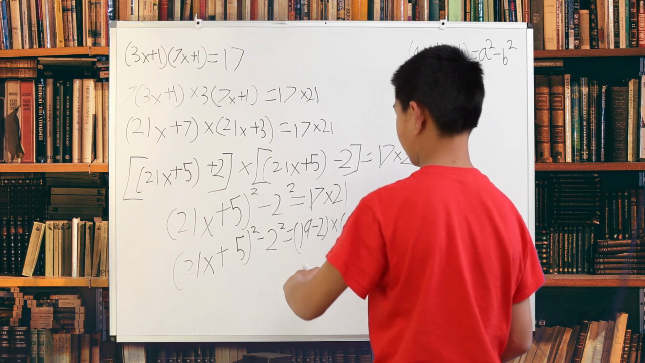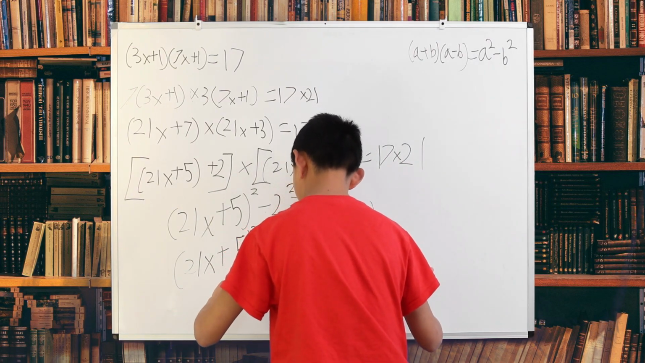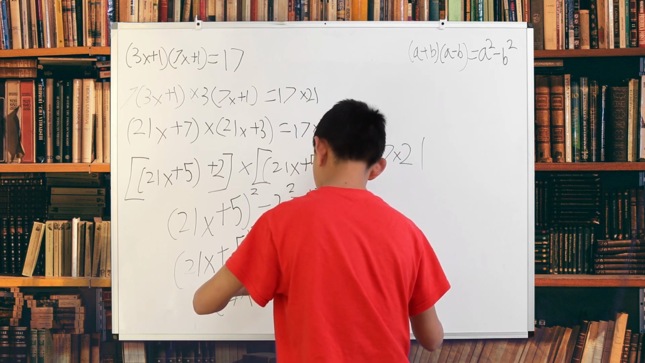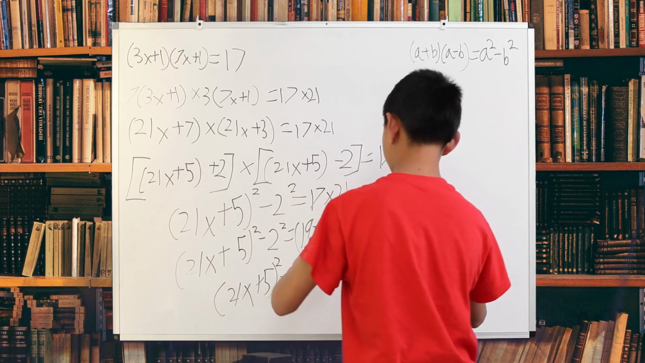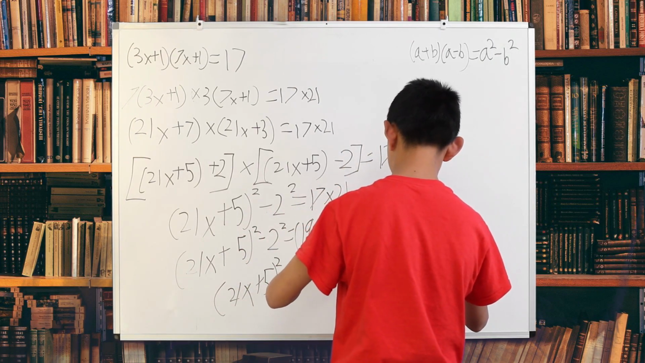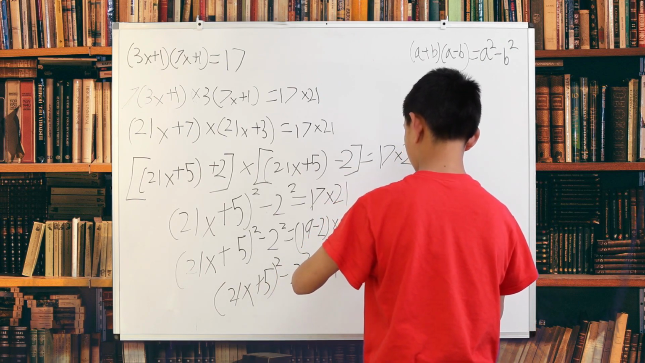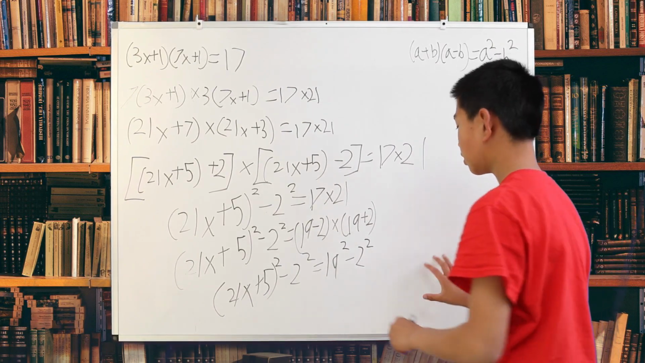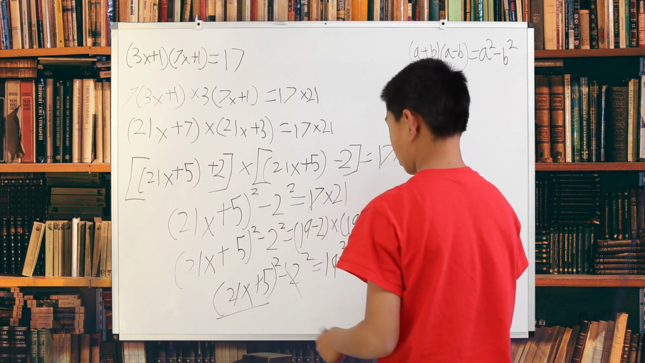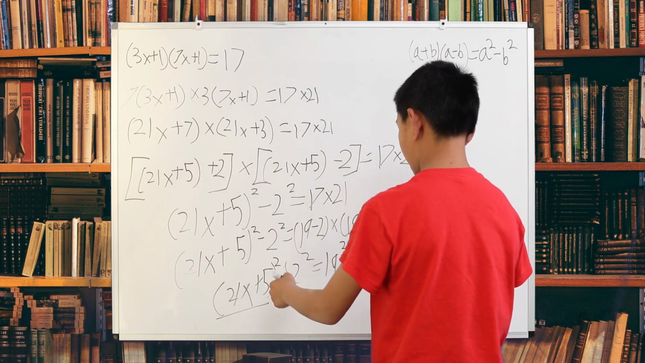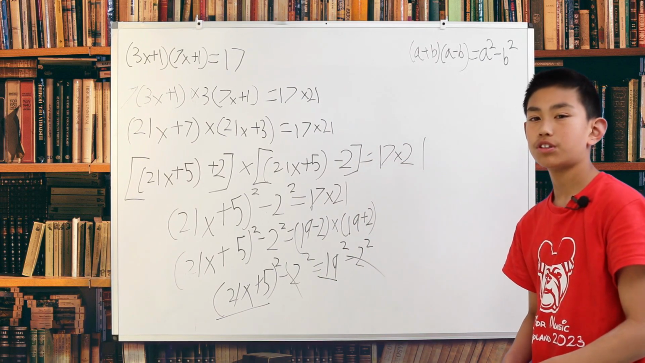Now we can evaluate this down here. Once again, this is (21x + 5) squared minus 2 squared is equal to, there's 2 19s, so 19 squared minus 2 squared. Since they both have a negative 2 squared, we can cross them out, which leaves us with this. So (21x + 5) squared is equal to 19 squared. And now we have our second equation.